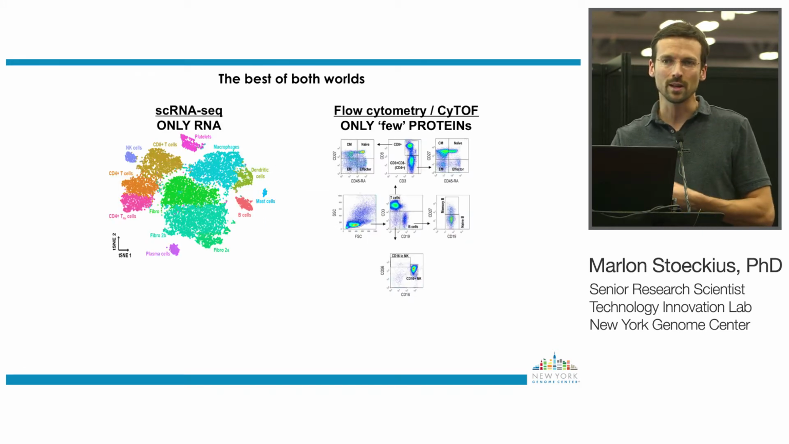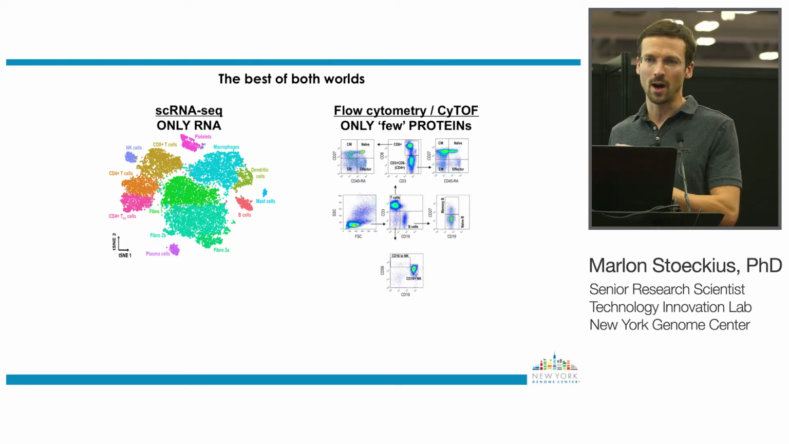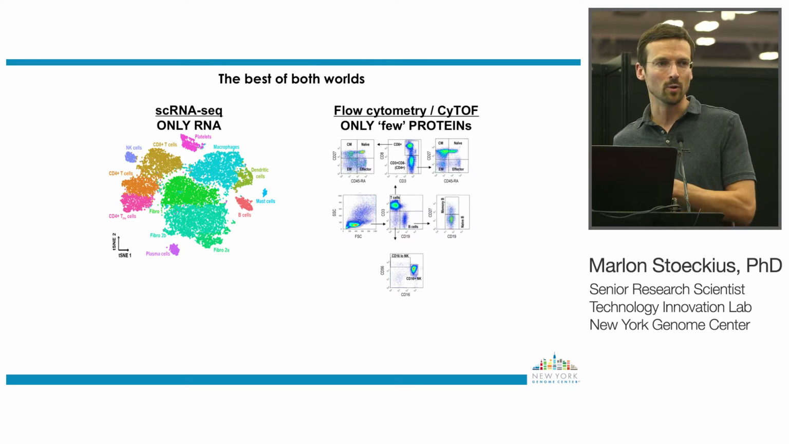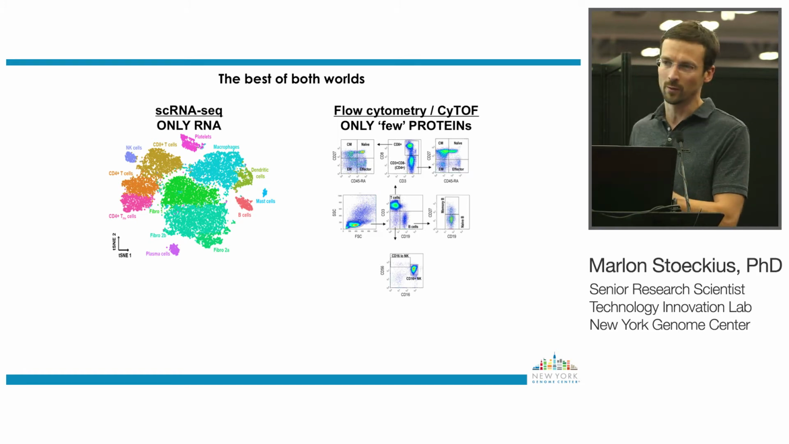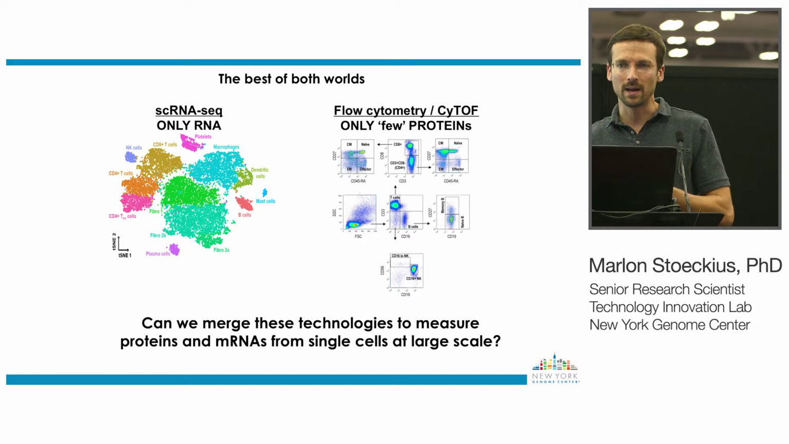So there are essentially at the moment really 2 different worlds. On one hand, you have single-cell RNA sequencing, which gives you an unbiased view of the RNA transcriptomes of many single cells in parallel. And then you have flow cytometry or CITE-seq, which give you a really nicely high-resolution picture of only the protein markers. So we thought, how can we actually get the best out of both worlds? How can we put these 2 technologies together in order to measure both?